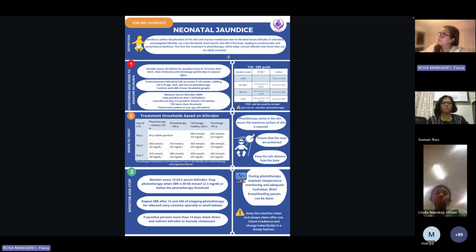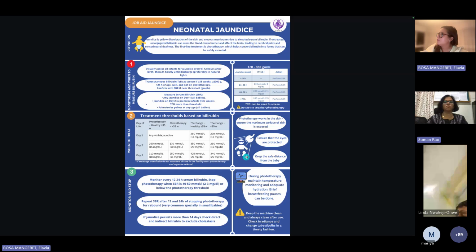And then here we have monitoring and when to measure bilirubin. Visually assess; we can also do transcutaneous bilirubin as a screen for babies of 35 weeks or more, or more than 2 kilos. And how to measure serum bilirubin in babies. So we have a guide for TCB here, of when to perform SBR in the first 3 days of life. Then we have the treatment thresholds for phototherapy in babies of 35 weeks or more and in those less than 35 weeks, and for exchange transfusion also.